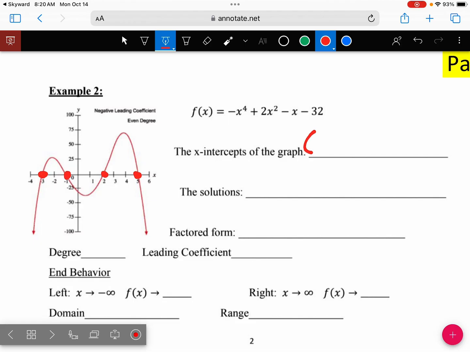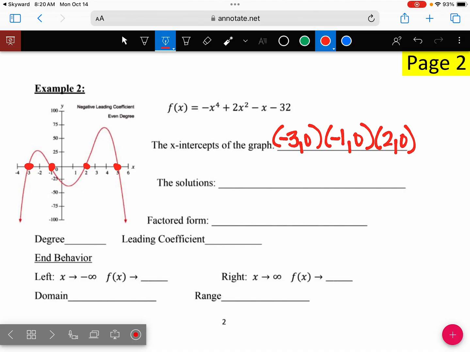All right, so my x-intercepts would be at (-3, 0), (-1, 0), (2, 0), and (5, 0). Remember, these are the same question, except for the solution, I'm going to write x equals. Instead of an ordered pair, I'm going to write that as x equals. So my solutions would be at x equals -3, -1, 2, and 5.